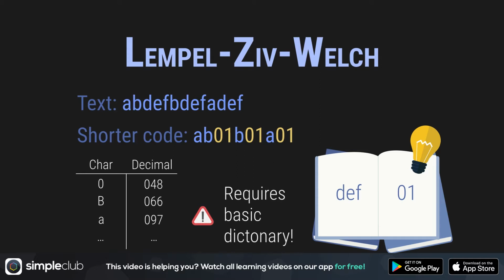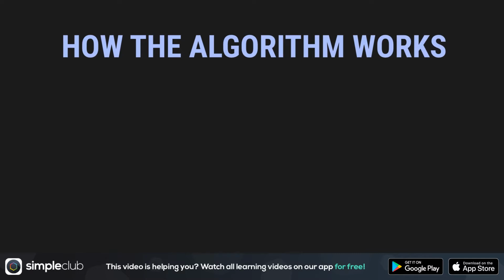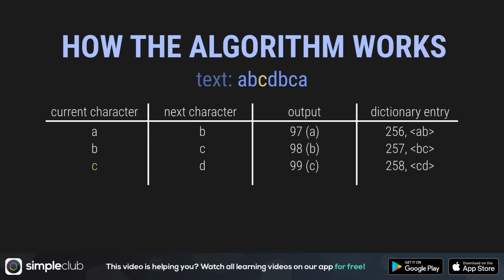Okay, so let's start by going right back to our algorithm. We were trying to compress the word ABCDBCA using LZW. This is as far as we got, to the first C. So let's go ahead and pick up with the D. The next character after D is another B. The output is once again the code for D in the ASCII table, which in this case is 100.